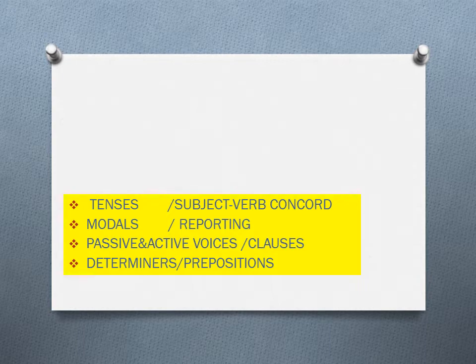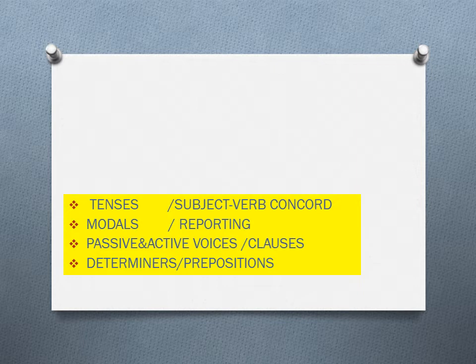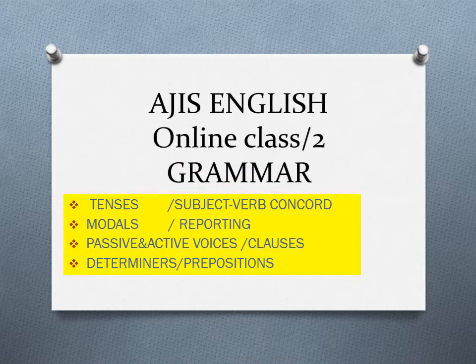In the second episode, we focus on English grammar, not in detail, but only a quick succession of some major items in English grammar. Number one, tenses. Two, modal auxiliaries. Number three, passive and active voices. Number four, determiners. Number five, subject verb concord. Number six, reporting. Number seven, clauses. And number eight, prepositions.